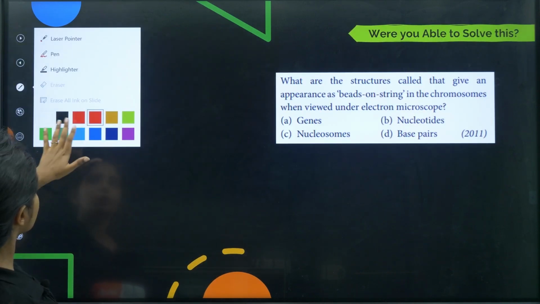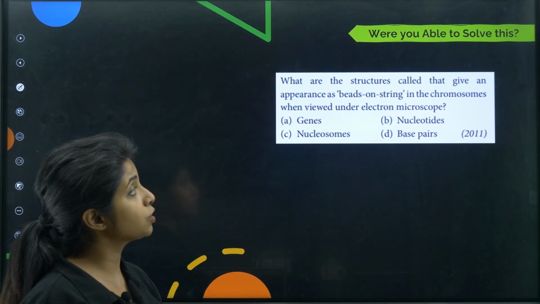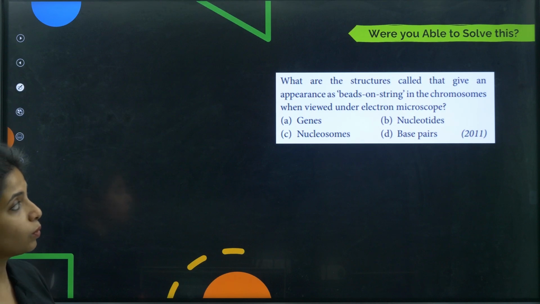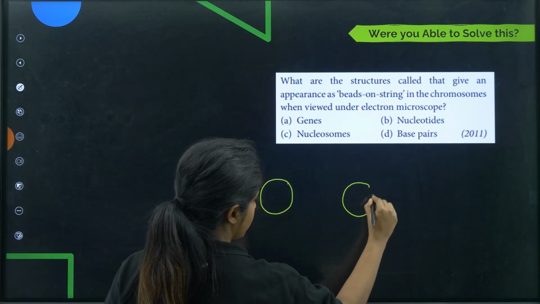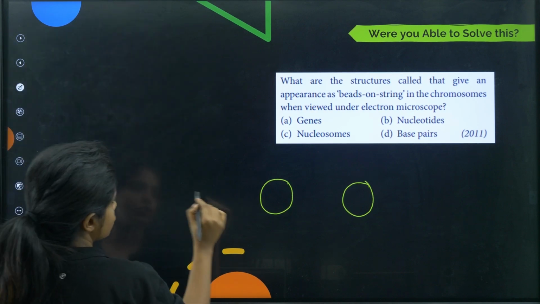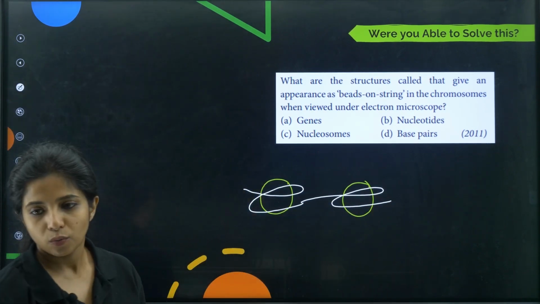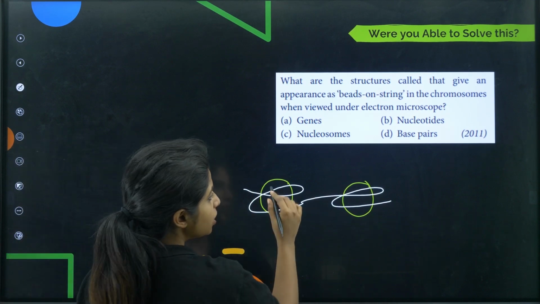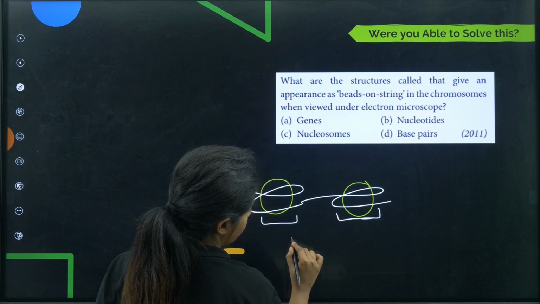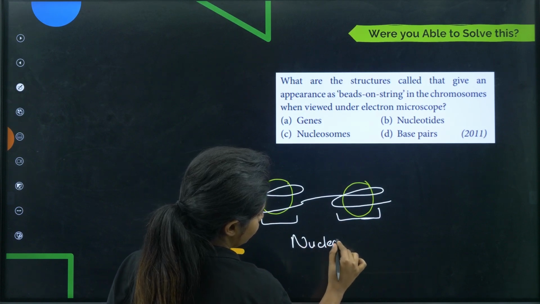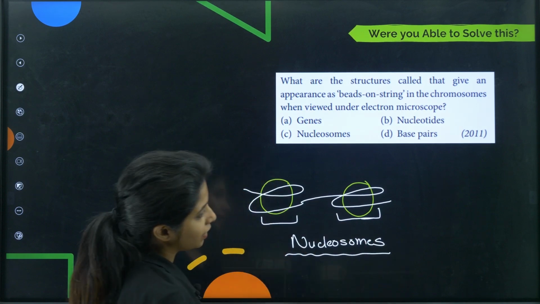Now, were you able to solve this question? Let's see. What are the structures called that give an appearance as beads on a string in chromosomes when viewed under electron microscope? So there are certain structures like this onto which the DNA wraps around, right? What do you call this? And it looks like beads on a string, right? So what are these structures, children? These are none other than nucleosomes.